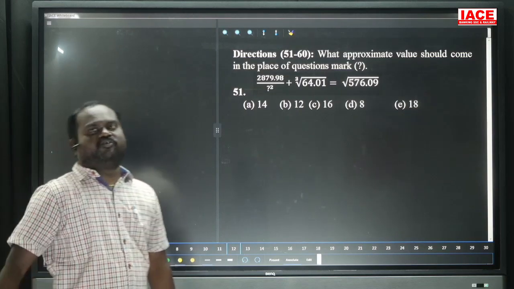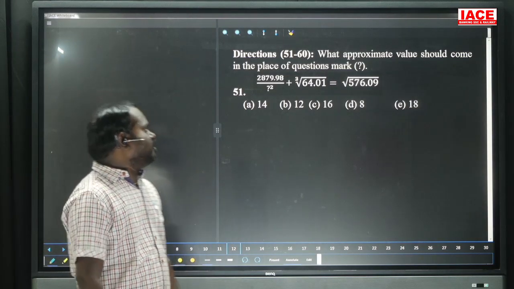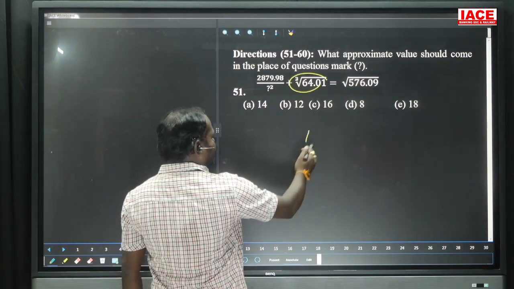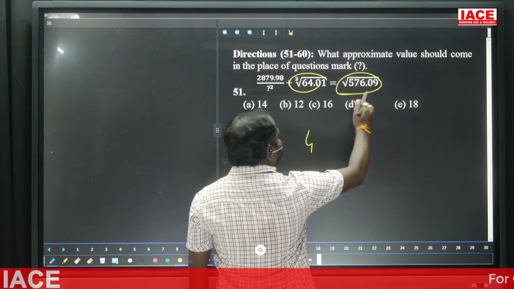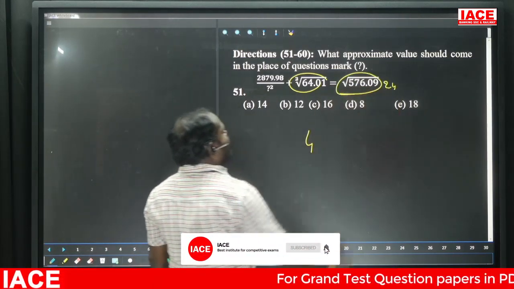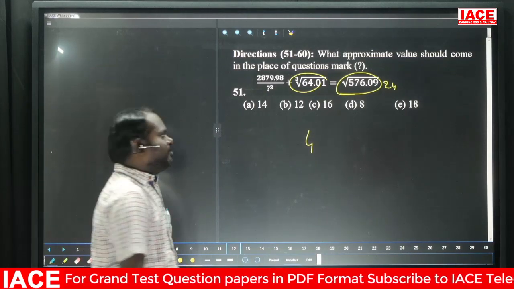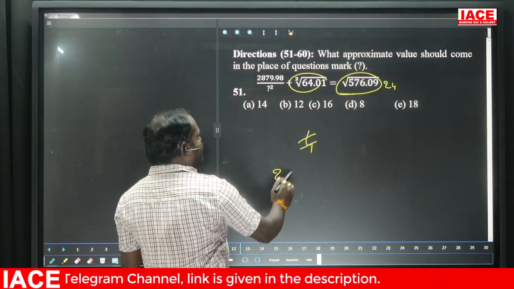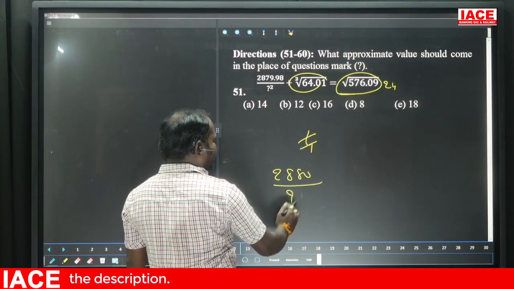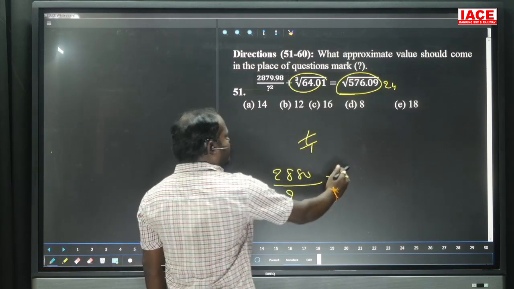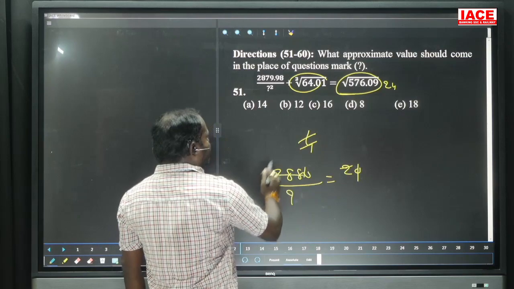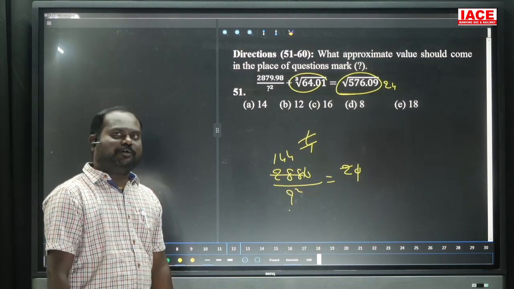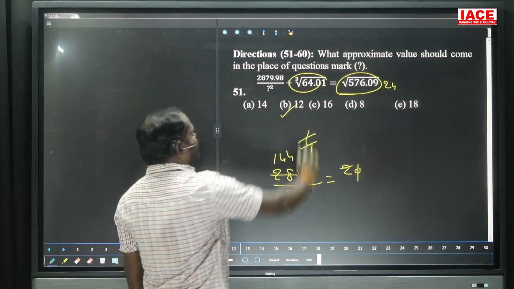Here an approximate value is given, not exact. The fifth root of 64.0, take it as 64, is 4. Here 576 is 24 squared, so 24 minus 4 becomes 20. Take 2880 divided by the unknown, which equals 4 times 20. Zero cancels, leaving 144 for the unknown squared. 144 is 12 squared, so obviously the value is 12.